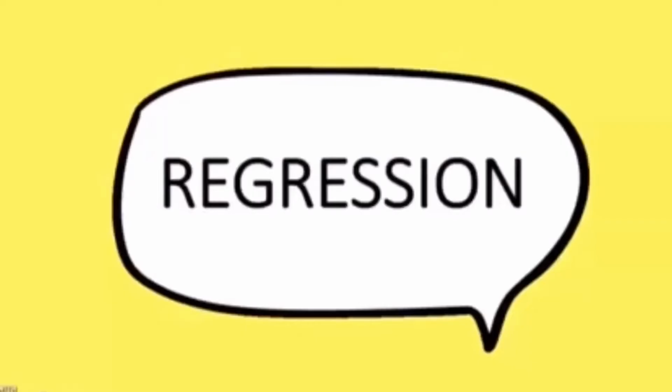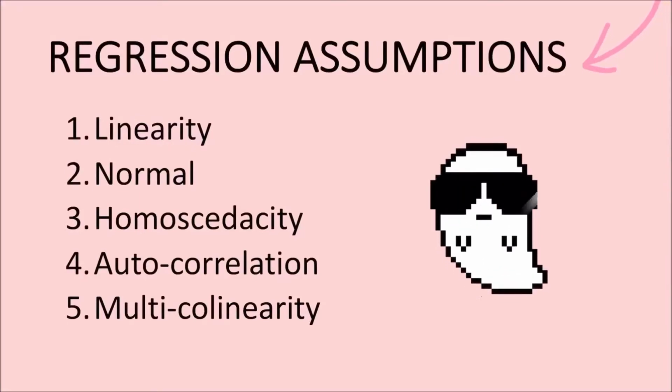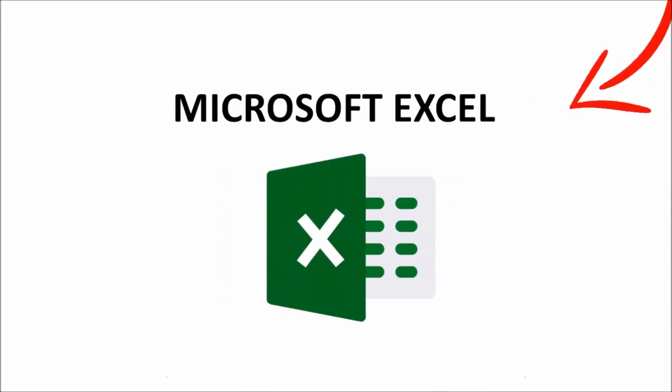about regression. Regression is a statistical measurement used in finance, investing, and other disciplines that attempts to determine the strength of the relationship between one dependent variable, usually denoted by y, and a series of other changing variables known as independent variables. Regression assumptions. There are 5 regression assumptions. The first one is linearity, second one is normality, third one is homoscedasticity, fourth is autocorrelation, and last one is multicollinearity. So now, let's take a look at Microsoft Excel.